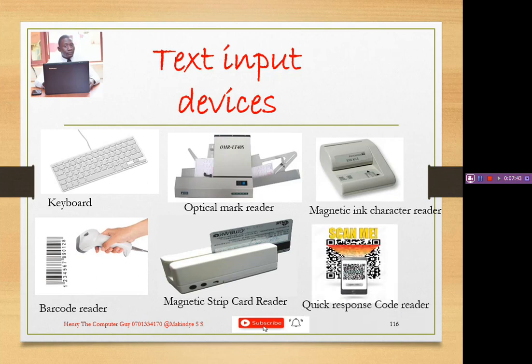Then we come to what we call the quick response code readers. Remember, I told you if you have ever used Xender to send a song or a picture to another phone, they always bring you that code. For you to connect the devices, you scan that code. And even on your WhatsApp, you can get the person's number by scanning their QR code.